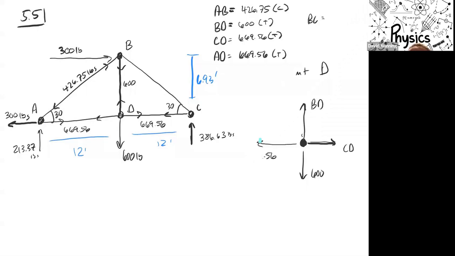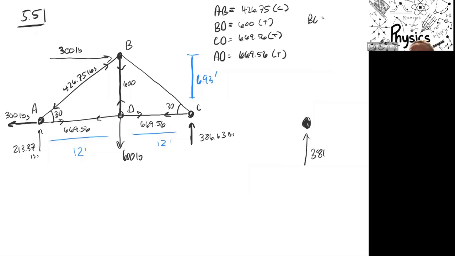We're on joint C here. So I'll draw it out. We got one force up, 386.63. We got BC this way. And we got 669.56. We can see, just like before, it's got to be in the fourth quadrant. We know it's at 30 degrees.